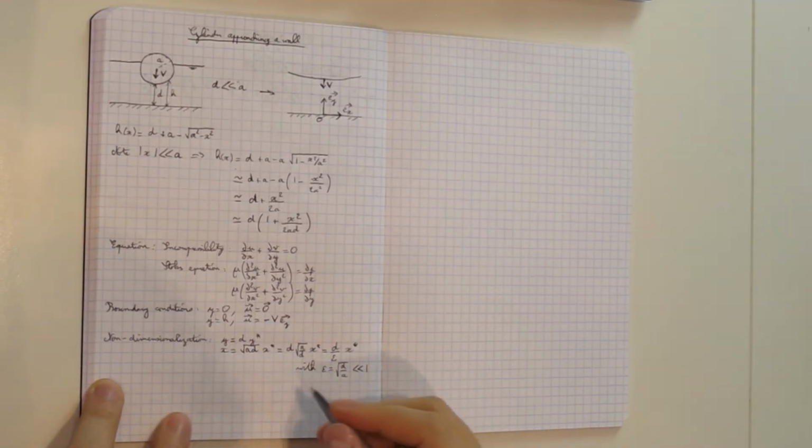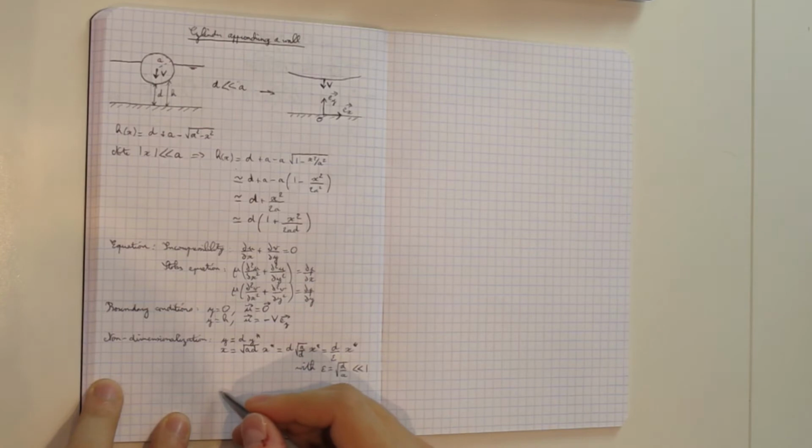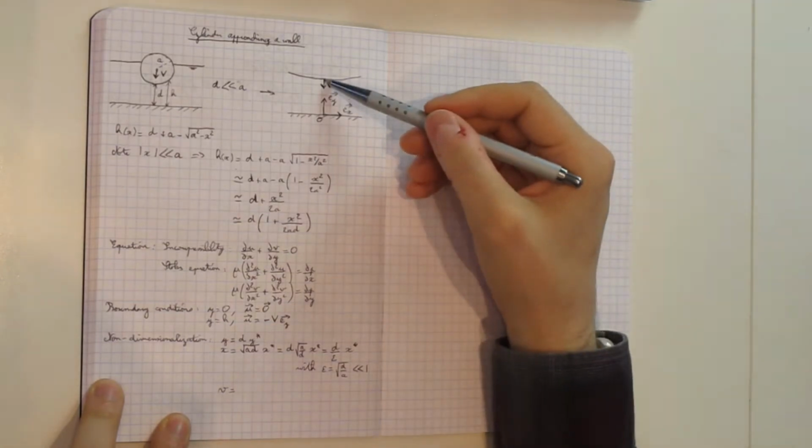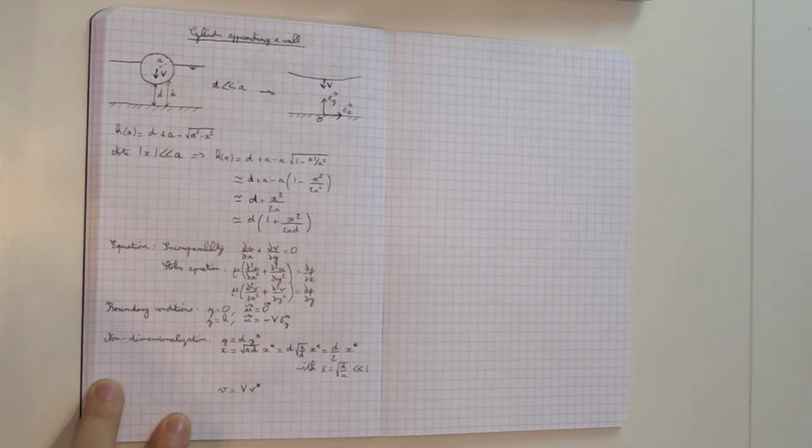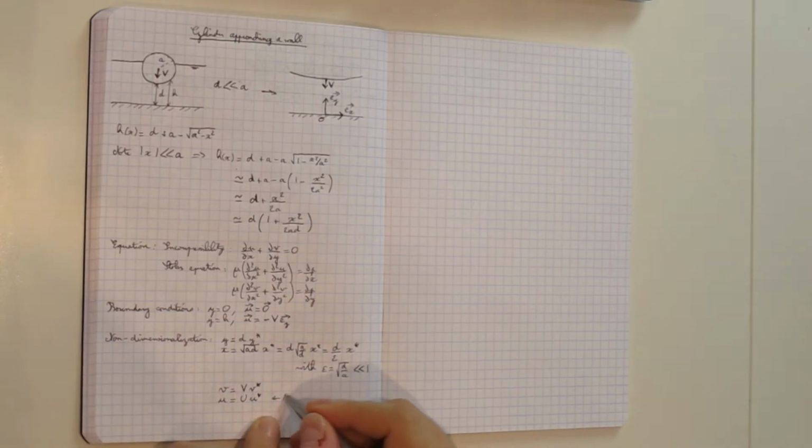Now we have to look at the velocity and the pressure. For the velocity in the y direction, there's an obvious scale, which is the velocity at which the cylinder is pushed downwards. That's a clear one. The velocity in the x direction, so far we don't know anything, so this is going to be determined. Okay, that's to be determined.